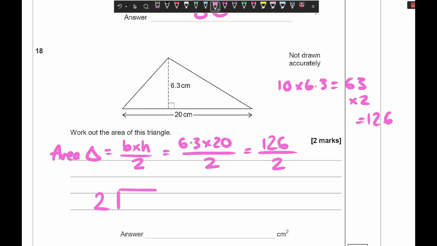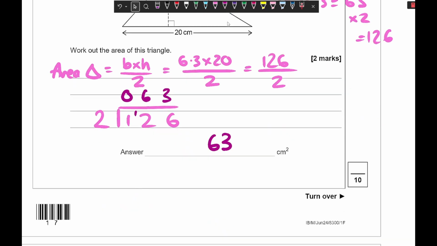So again, if you don't know what half of 126 is, use the bus stop method, in which I've got how many 2's going into 1, 0, carry the 1, how many 2's going into 12, 6, and how many 2's going into 6, 3, leaving me with an answer of 63 square centimetres.